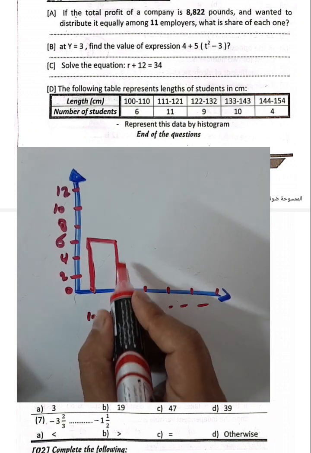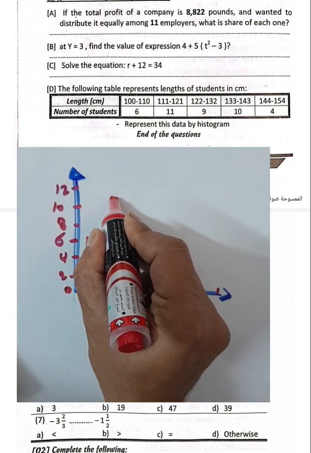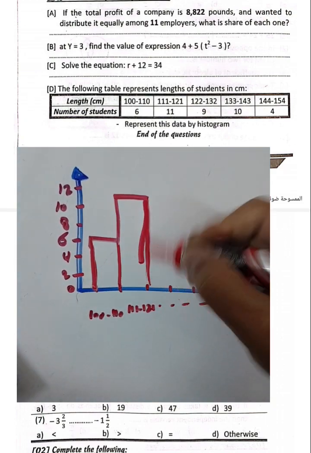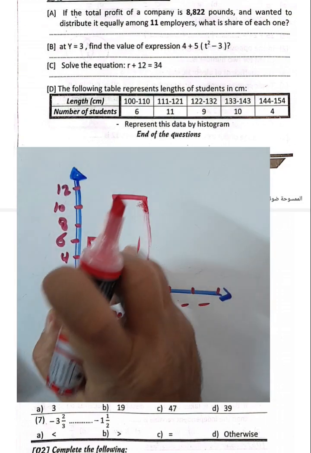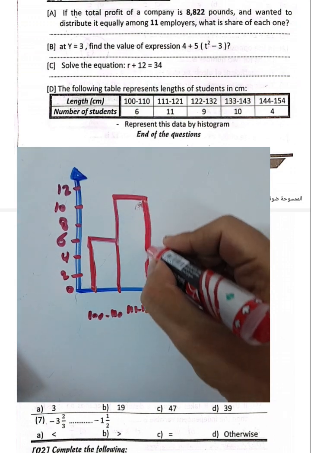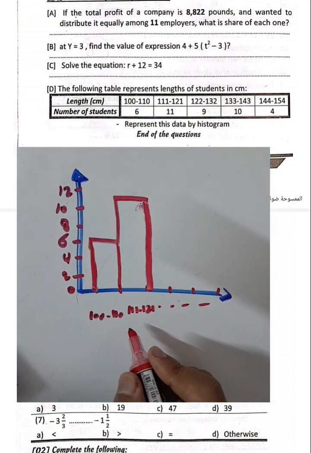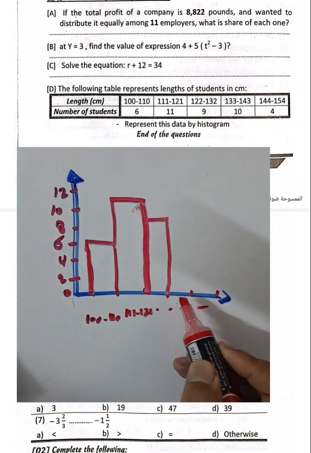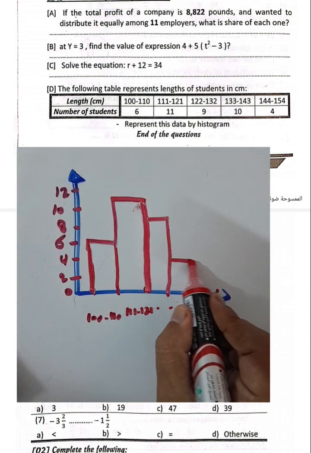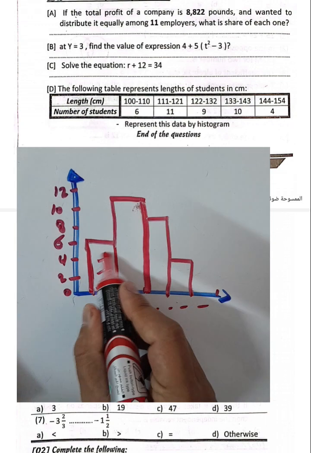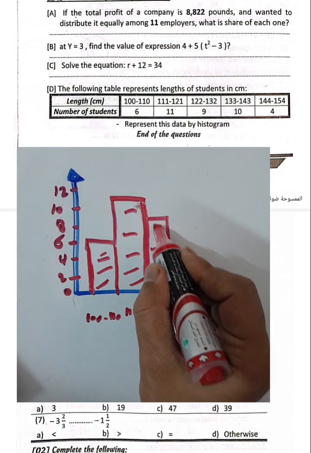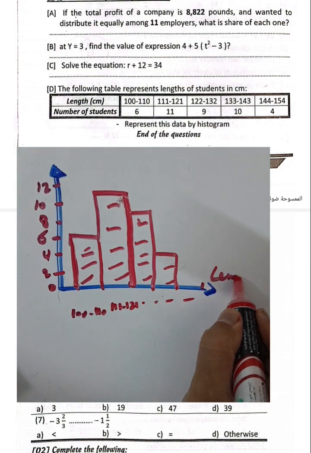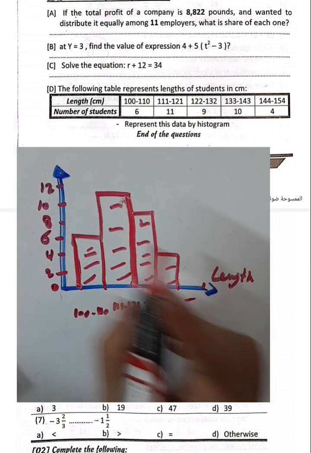And the next to 11. Nine. Last one to 4. Okay, it's a finished question. Right here, lines, and here, number of students.